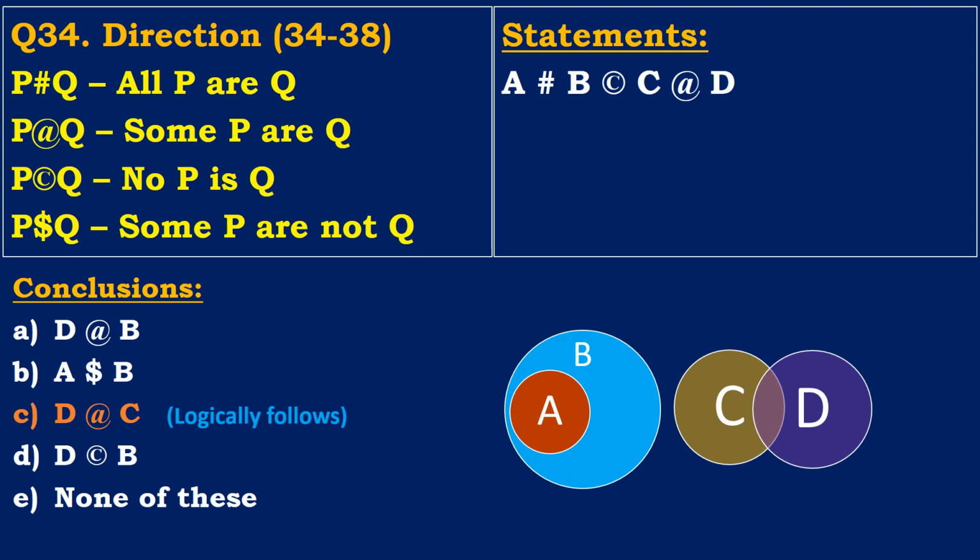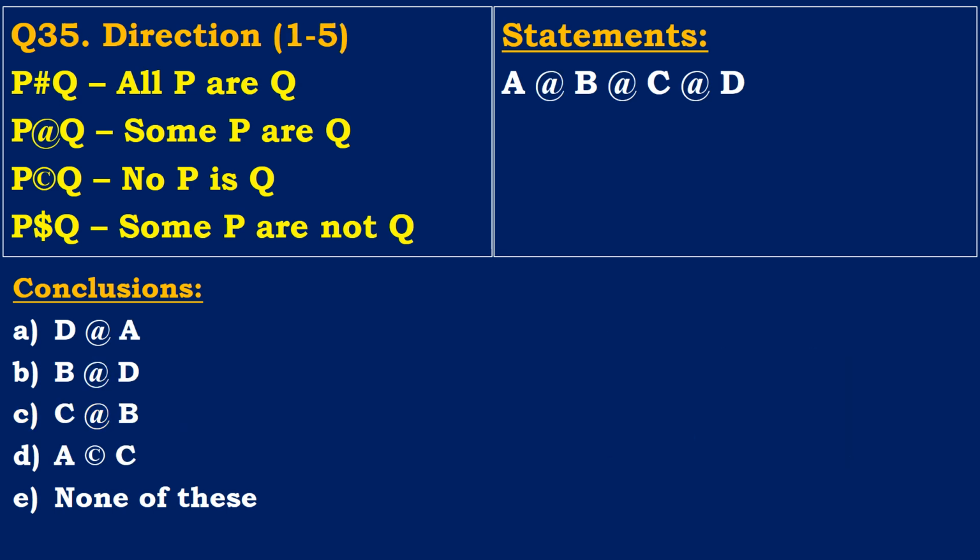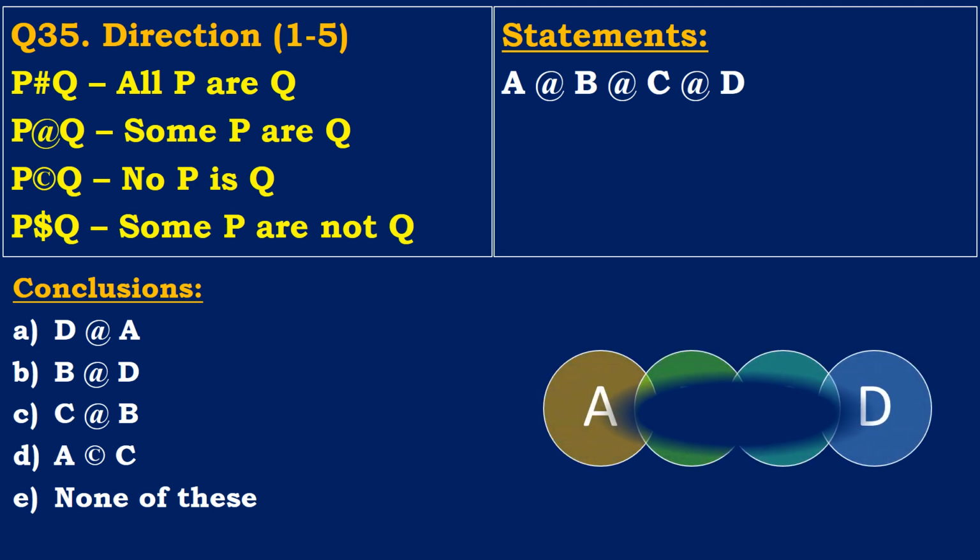Challenge 35. A @ B @ C @ D. Conclusions. D @ A, B @ D, C @ B, A © C, none of these. C @ B. This conclusion can be logically deduced from the given statements, as there is a direct relationship between B and C or C and B. Therefore, C @ B follows the given statements.